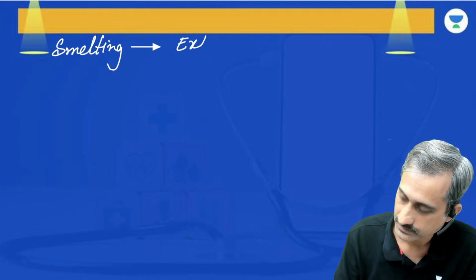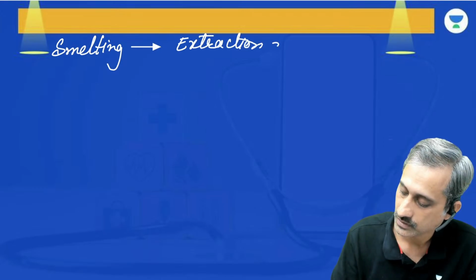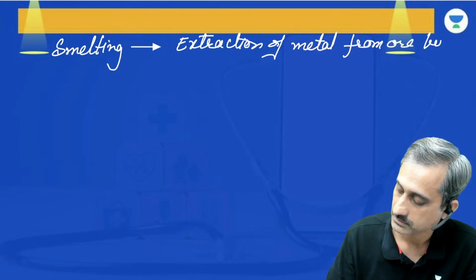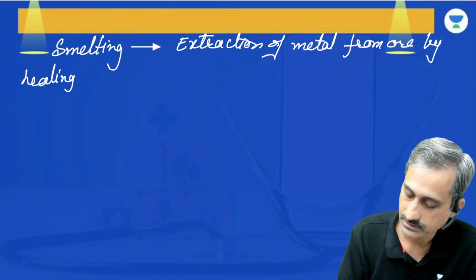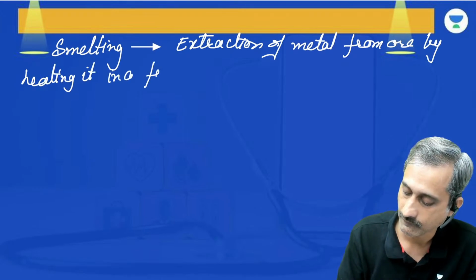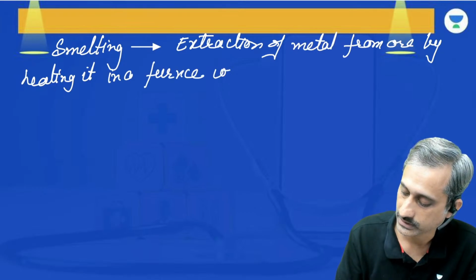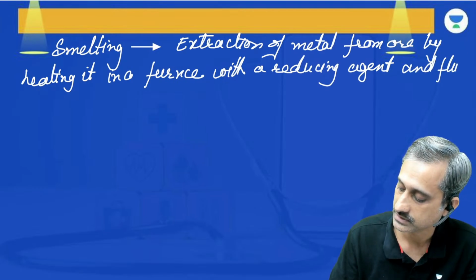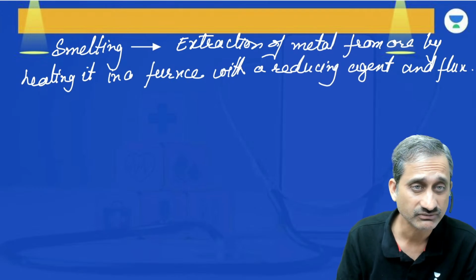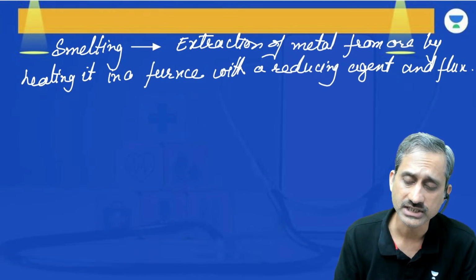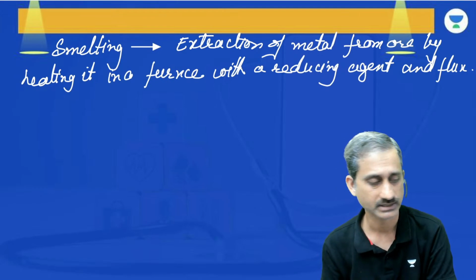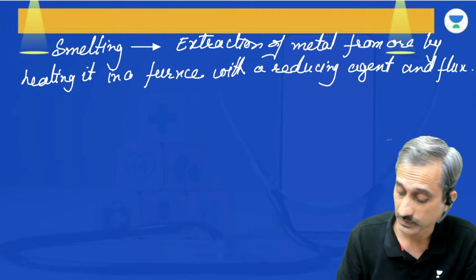Smelting is extraction of metal from ore by heating it in a furnace with a reducing agent and flux. That is smelting. And pyrometallurgy is wherever we require a temperature greater than 500 degrees Celsius. Clear?